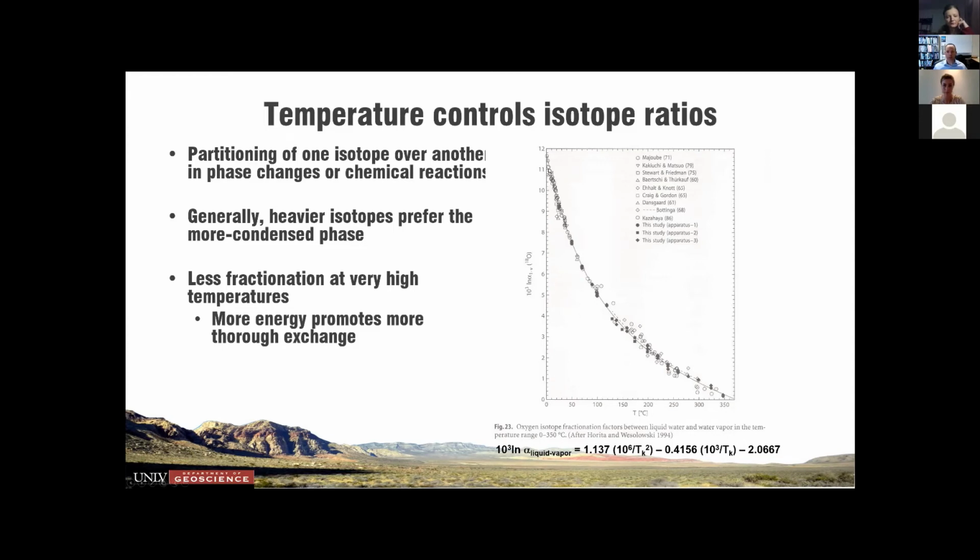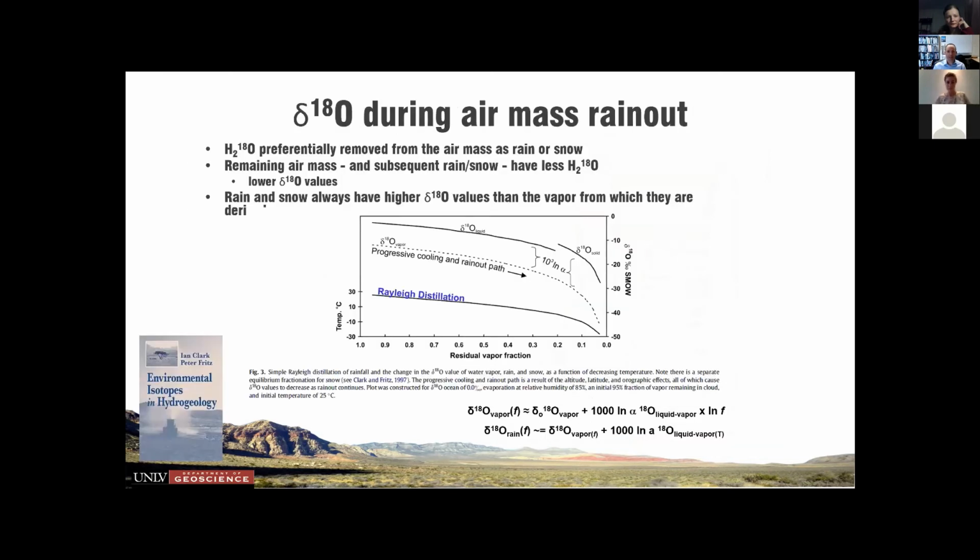Now, this is an indication of how the temperature is affecting the fractionation, but the next thing that happens is that when it starts to rain or snow, that condensate preferentially removes the heavier isotopes. And so the condensate will have somewhat higher values, and they'll also be removing those heavier isotopes from the air mass. So what this results in is an evolution of the oxygen isotopic value of an air mass as it cools.